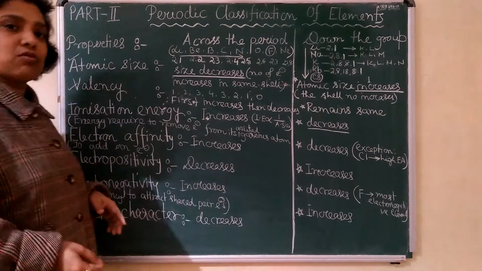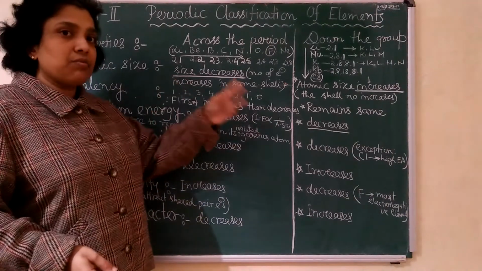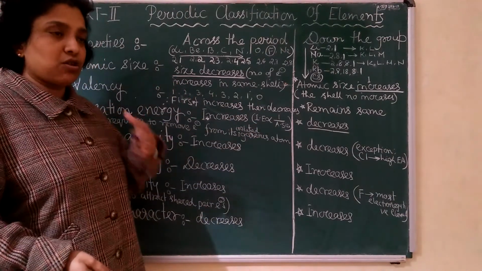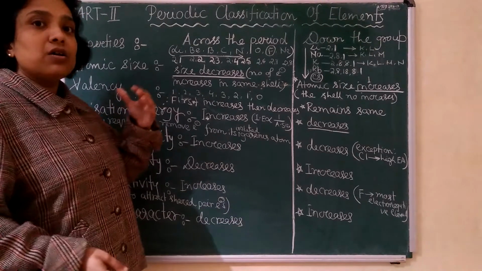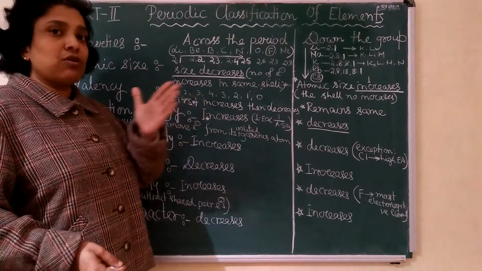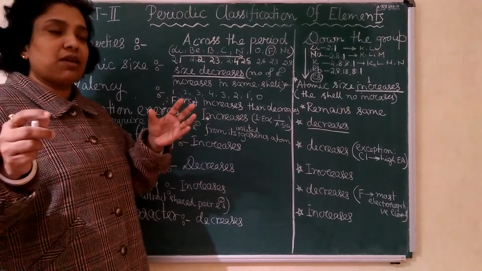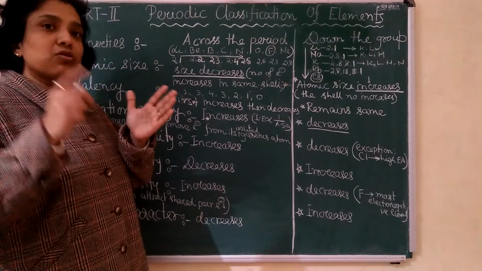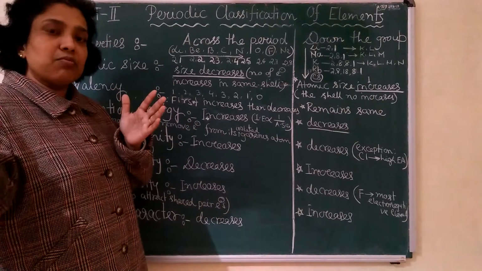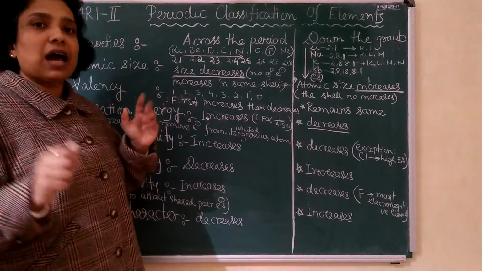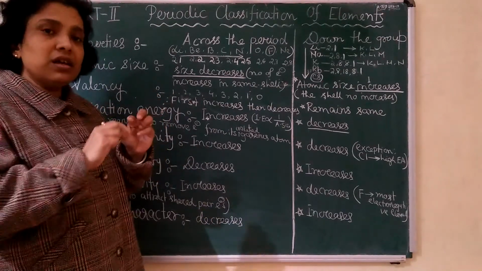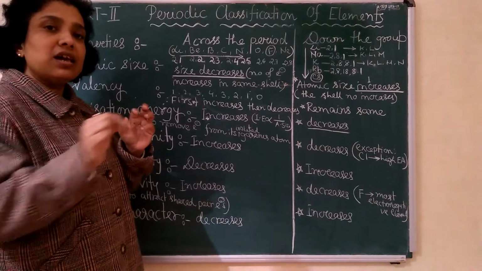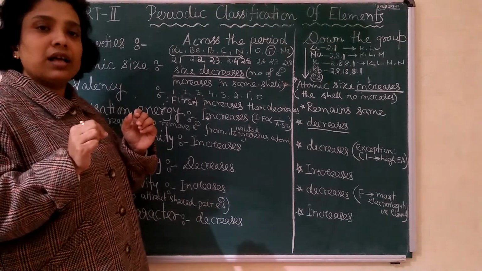They will give some element names. The question paper I will solve in the next video. So the question will also be asked. They will give certain elements, suppose lithium, sodium, then beryllium, fluorine, nitrogen. You have to arrange them on the basis of increasing order of atomic size, increasing order of ionization energy.